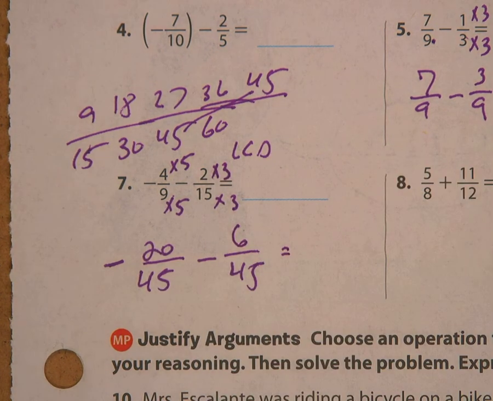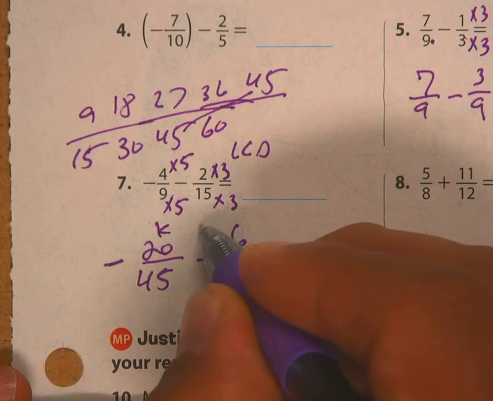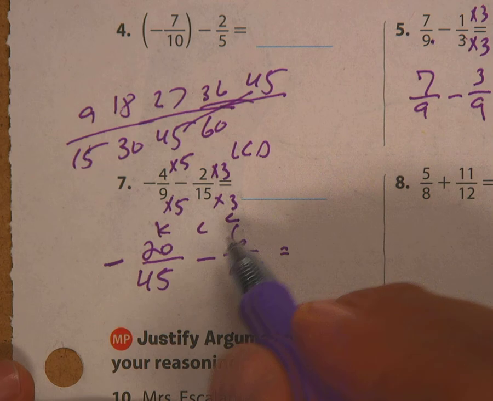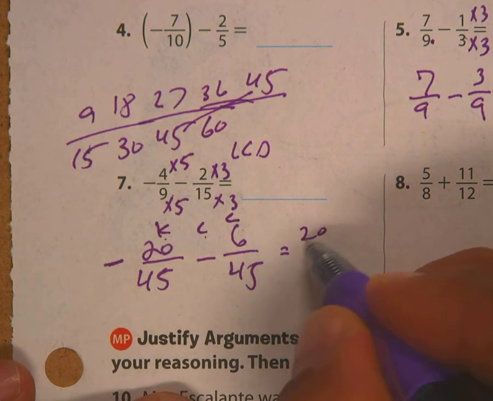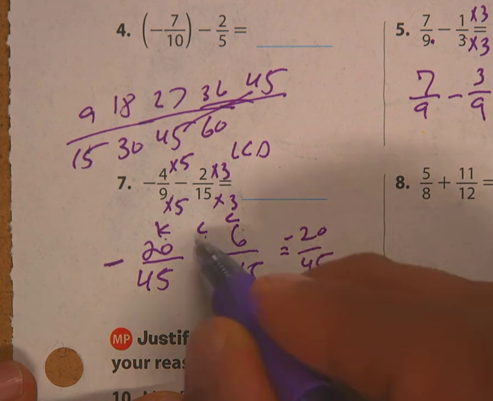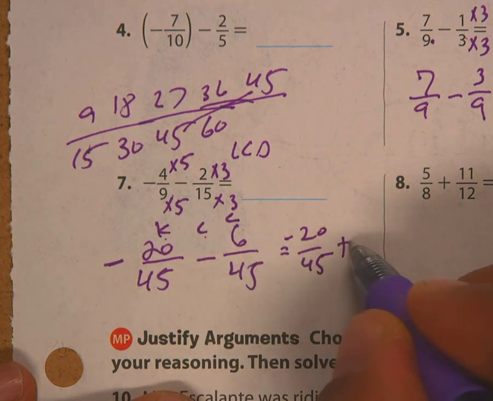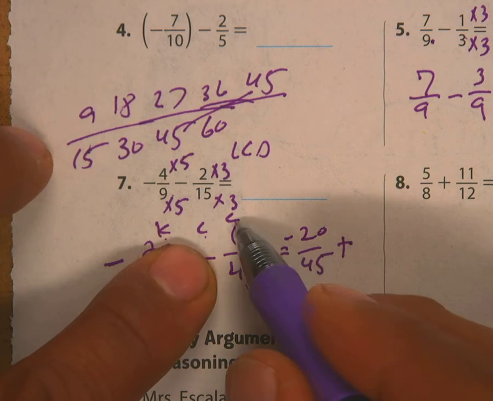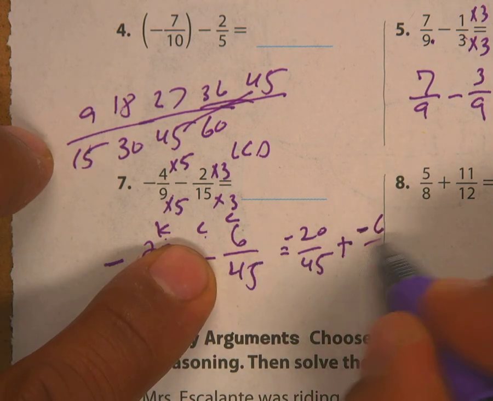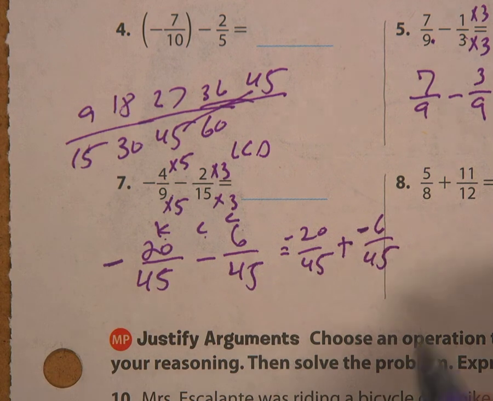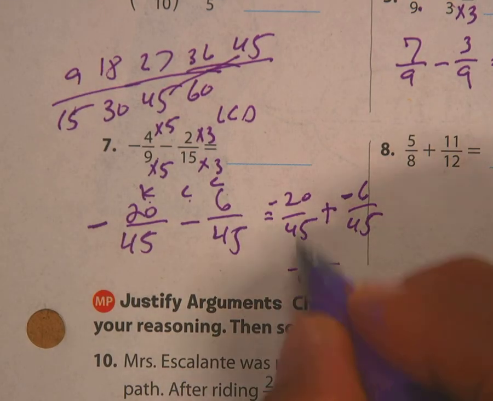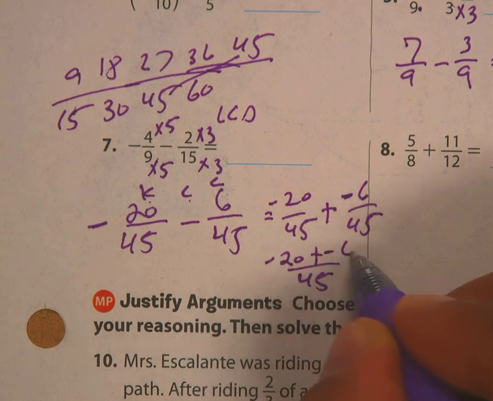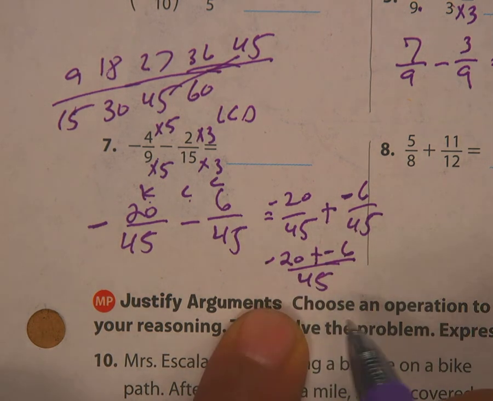And here, sometimes we struggle with this kind of problem, so we use the strategy of KCC, which means keep, change, change. So you keep the first one the way it is, so negative 20 over 45. You change minus to plus, and you change this positive number to a negative. So negative 6 over 45. And now you have like fractions, so now I'm just going to put the 45, and then negative 20 plus negative 6.